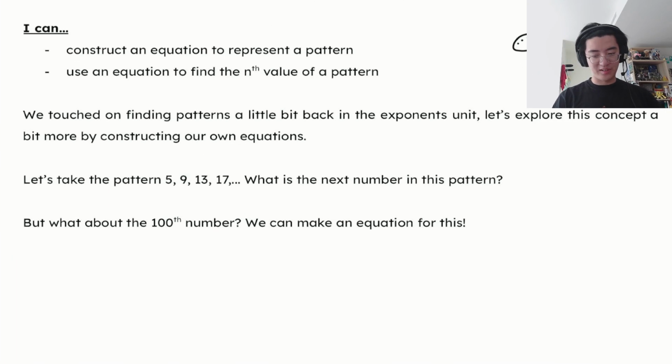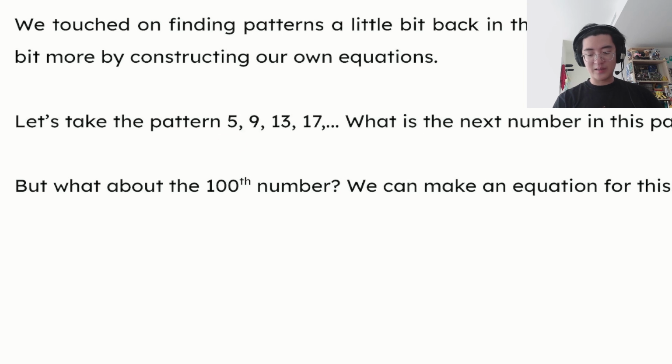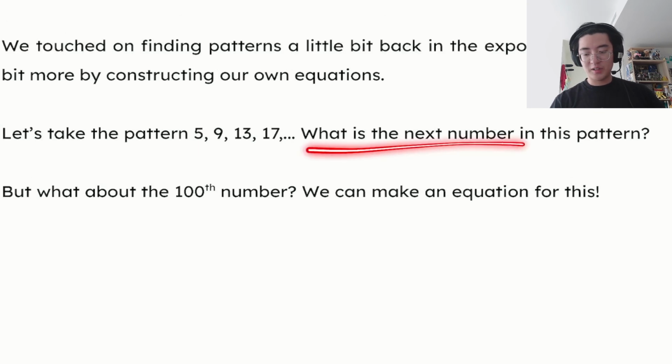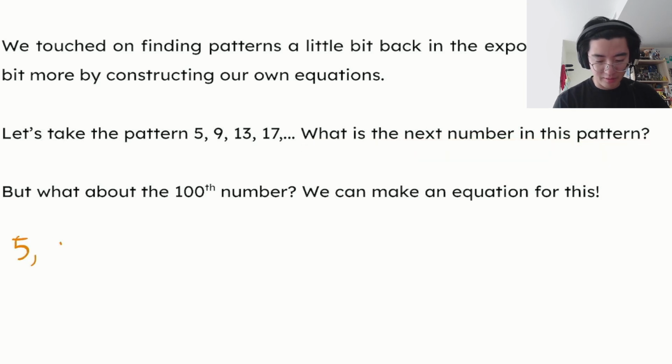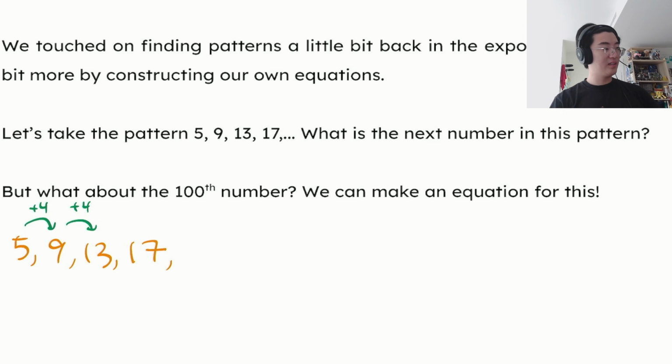So let's take this one for example. Just a simple pattern. 5, 9, 13, 17, and so on and so forth. What's the next number in this pattern? Right, so when we write it out, we can see that it is going up by 4 each number. So naturally, the number after 17 is just that plus 4, getting us 21.